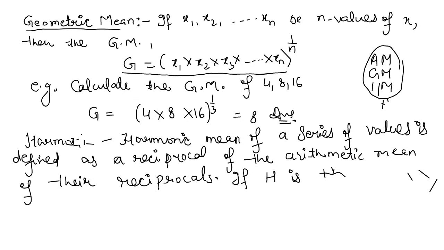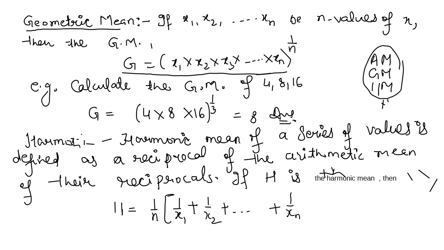Then yes, please complete this line. Naveen, I'm again repeating, if H is the harmonic mean, then in the next line write down, H is equal to 1 by n into 1 upon x1 plus 1 upon x2 plus 1 upon x3 up to 1 upon xn.